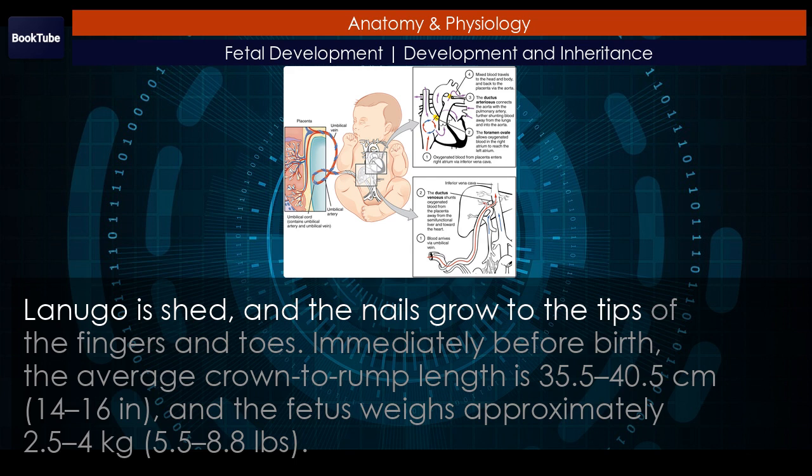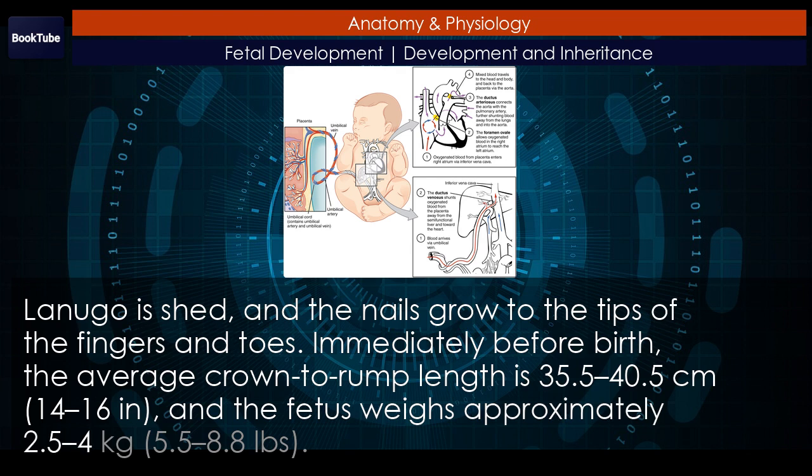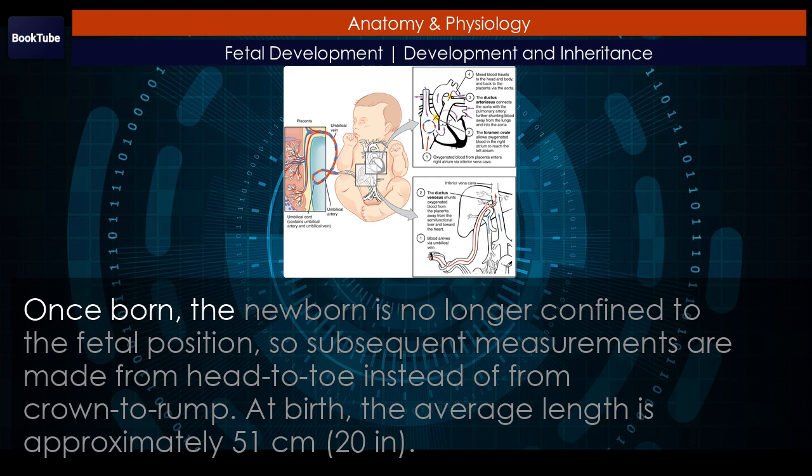Immediately before birth, the average crown to rump length is 35.5 to 40.5 centimeters, 14 to 16 in., and the fetus weighs approximately 2.5 to 4 kilograms, 5.5 to 8.8 pounds. Once born, the newborn is no longer confined to the fetal position, so subsequent measurements are made from head to toe instead of from crown to rump.